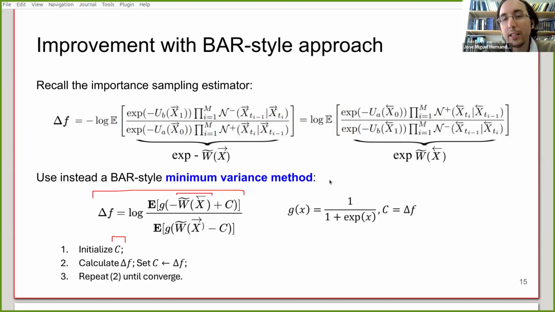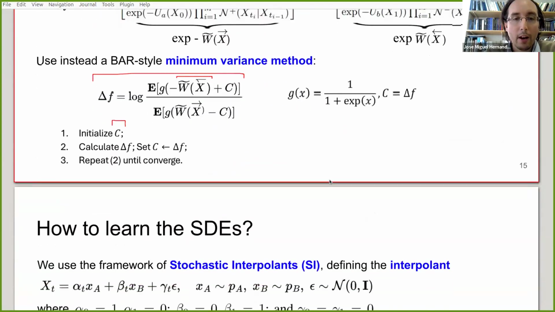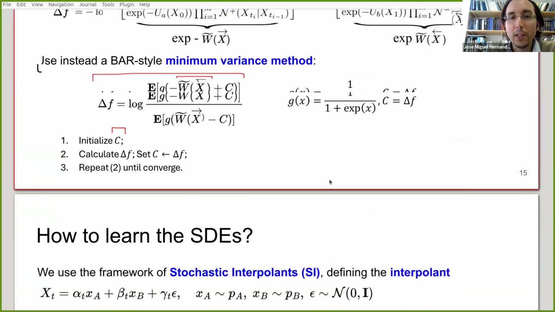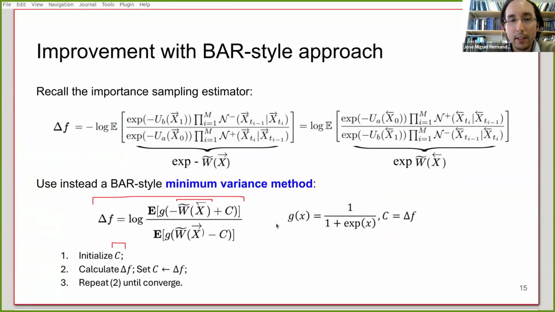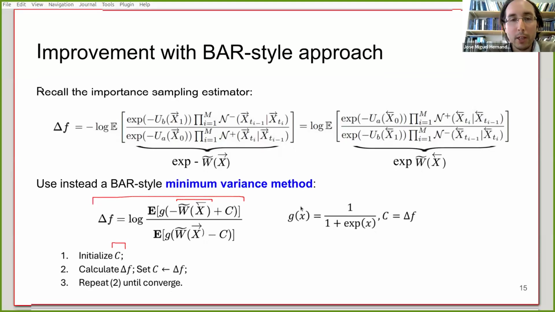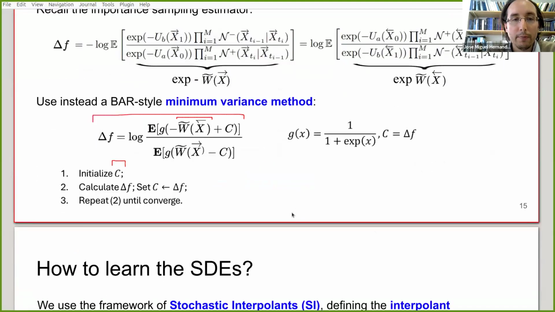If you think about it, it's as if you wanted to solve a classification problem between trajectories of the two SDEs in the forward and backward direction, discretized, and you want to guess if the trajectories were generated by the forward SDE or the backward SDE. Okay. So this is basically the key thing here, and this is going to give us a much more efficient estimation of the free energy difference.